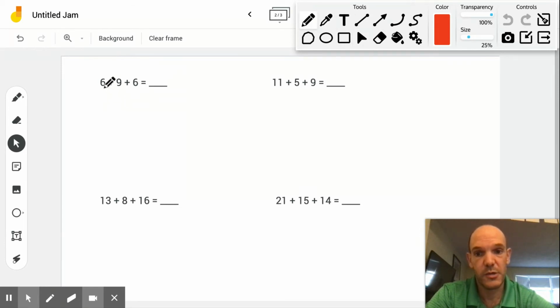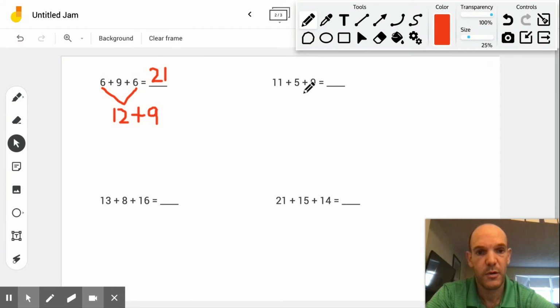What I would do is I'm looking at 6 and 6, and I know my doubles facts. So I would do 6 and 6 as a 12. And I still have my plus 9. So I would do 12 plus 9. And then a mental math strategy is to think of 9 as a 10. 12 plus 10 would be 22. But 9 is 1 less than 10. So if I was to subtract 1 from 22, I would get 21. So my answer here would be 21.